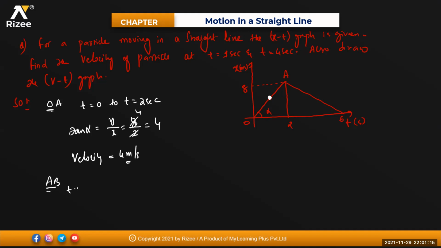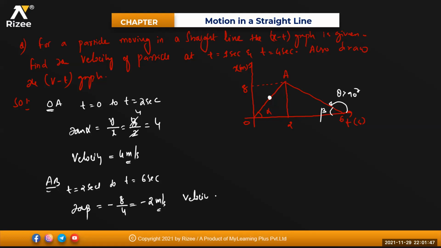From A to B, that means t is equal to 2 seconds to t is equal to 6 seconds. Again, it is a straight line. So slope will be equal to how much? Say for example, I'm taking this angle as some beta. Tan beta will be negative, so it is minus of 8 by 4, because the angle is greater than 90 degrees. So slope will be negative. So this will be equal to minus 2 meter per second. So I can say that here velocity is equal to minus 2 meter per second.